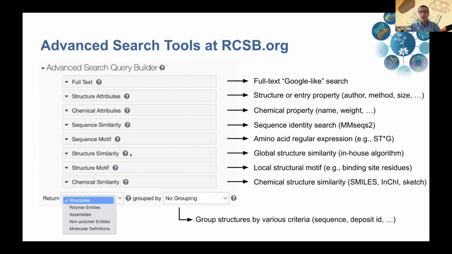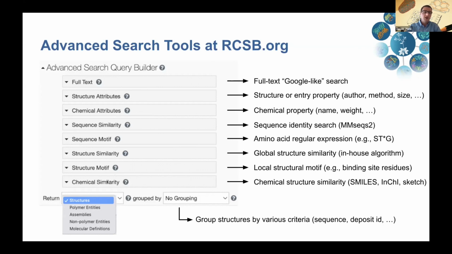The structure similarity search, as the name implies, lets you look for structures that have a certain global structure similarity to the structure that you're querying. So you'd provide an input entry ID and chain ID to look for protein chains that have a similar global structure. You can also do this at a local level using the structure motif search. So if you're looking for a certain binding site, like the residues that comprise a particular binding site, you can search for that using the structure motif search.